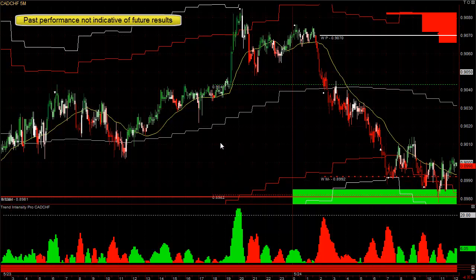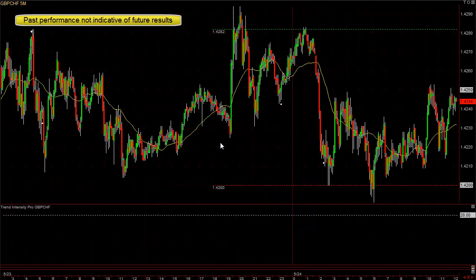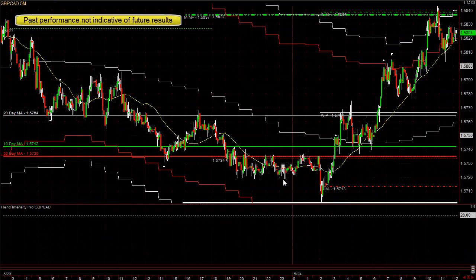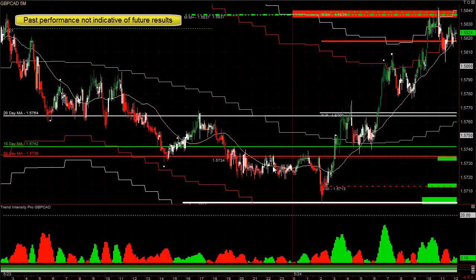The pound also was strong, weak Swiss. So this one's likely to, oh no, I'm sorry, the CAD was weak, pound CAD. Yeah, you can see this one went up. Strong pound, weak CAD. And once the currency is above the hourly, it's more likely to go up.